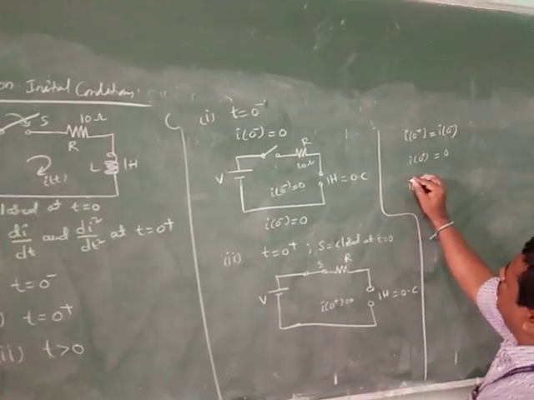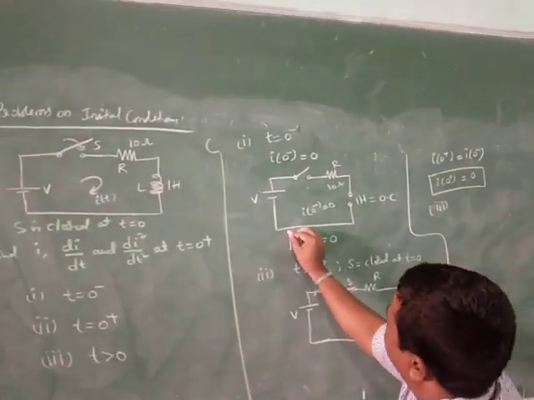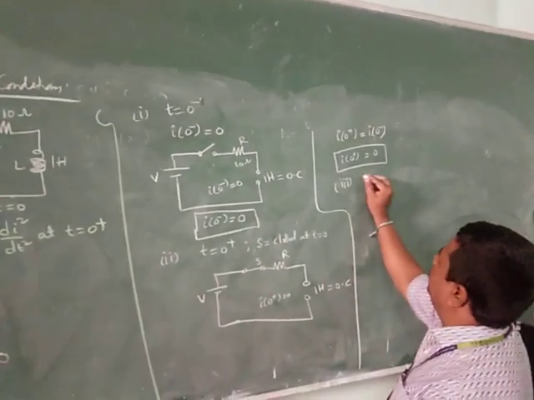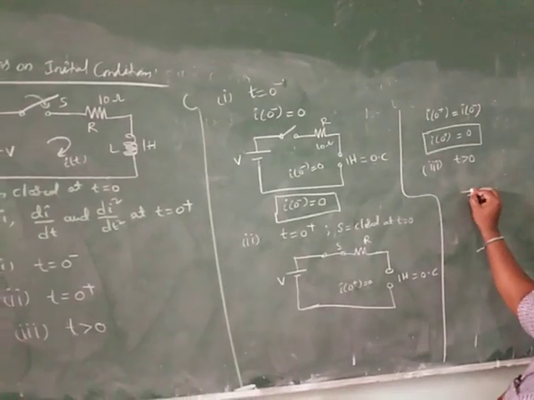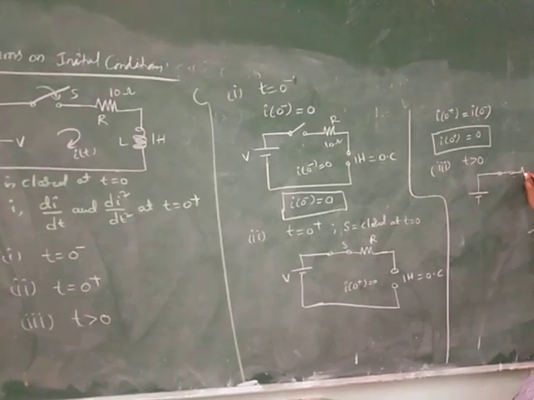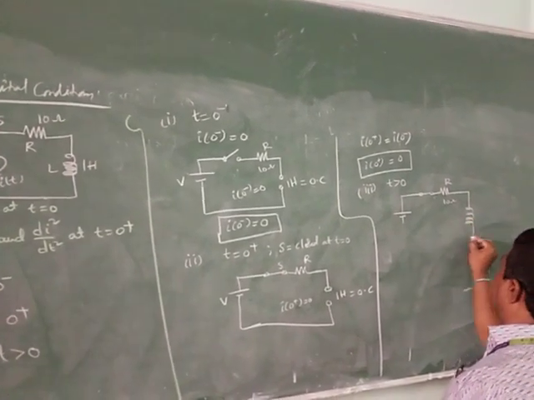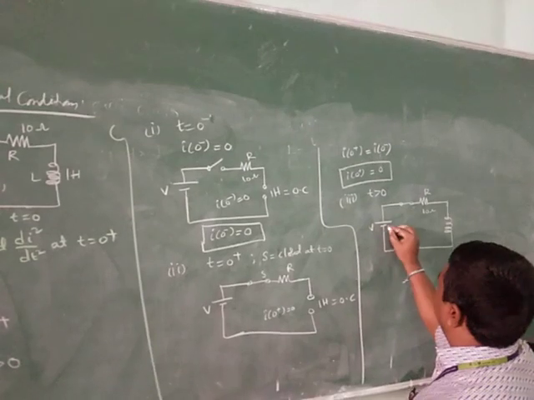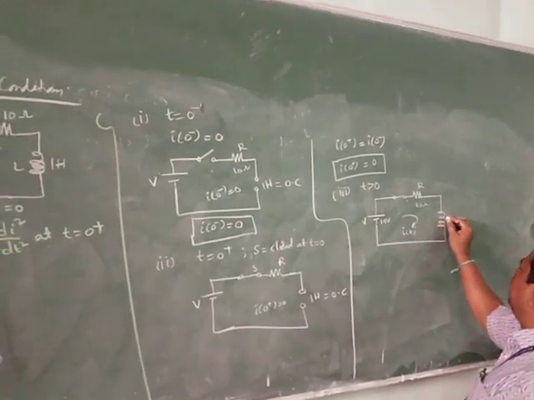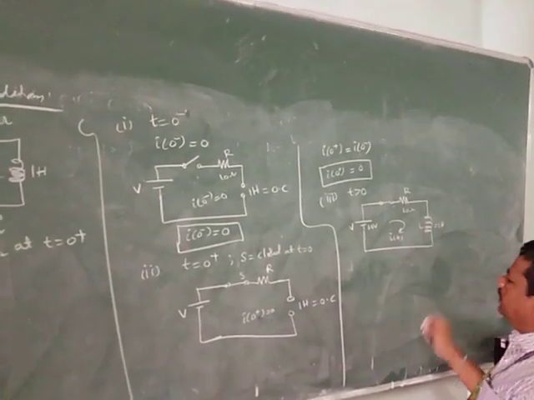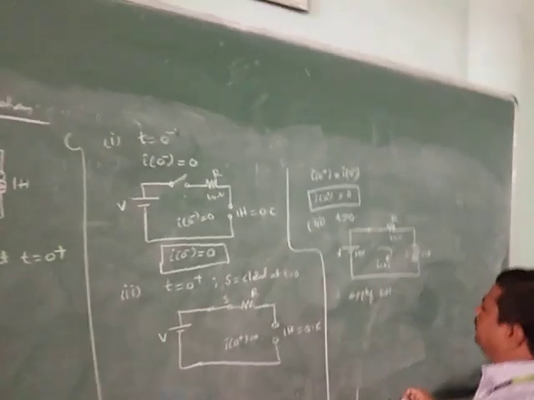Now coming to third, this is the second case. Okay. And third one is t greater than 0. Whenever t greater than 0, here switch is closed. Here it is 10 ohms. Now here it is inductor, 10 ohms. Apply KVL to the loop.